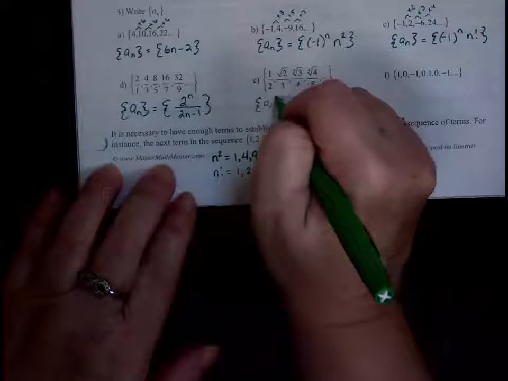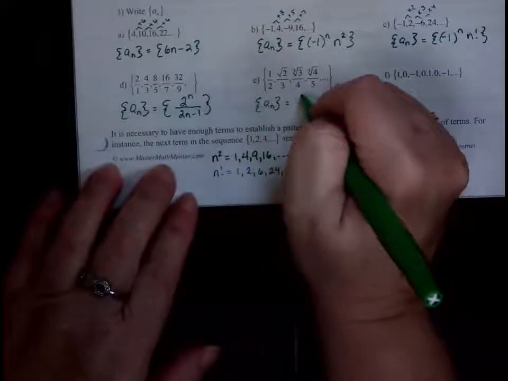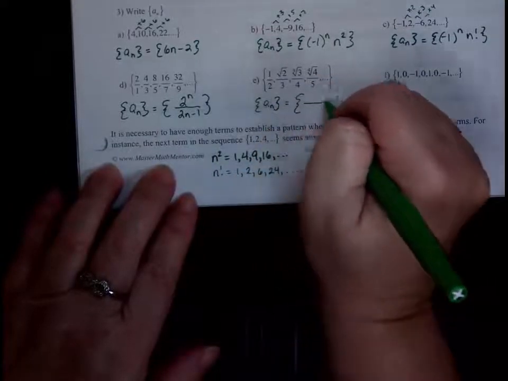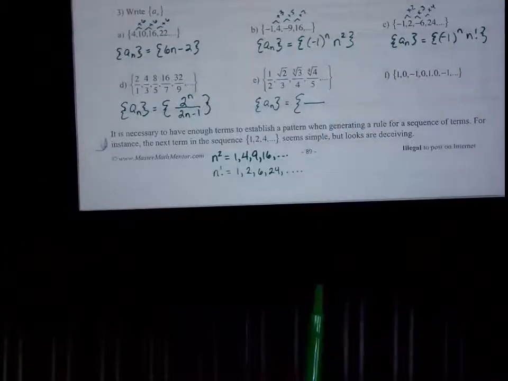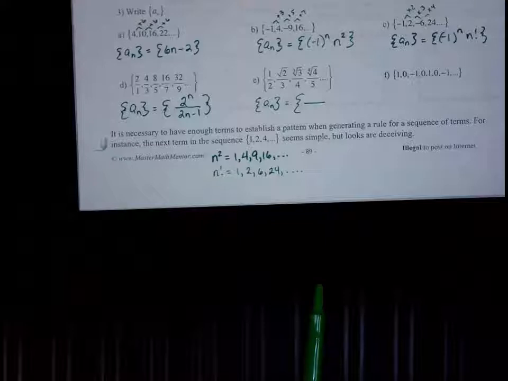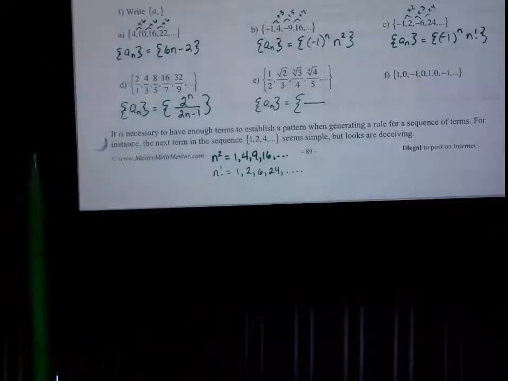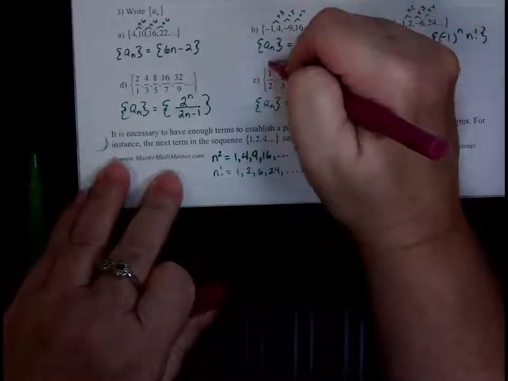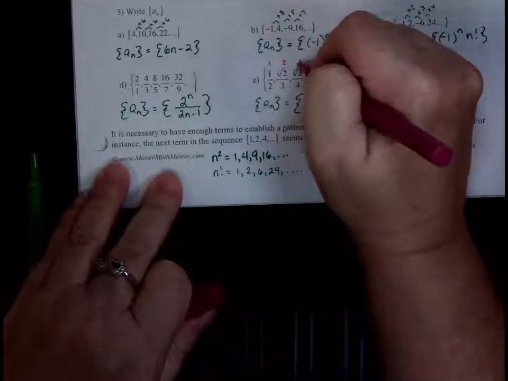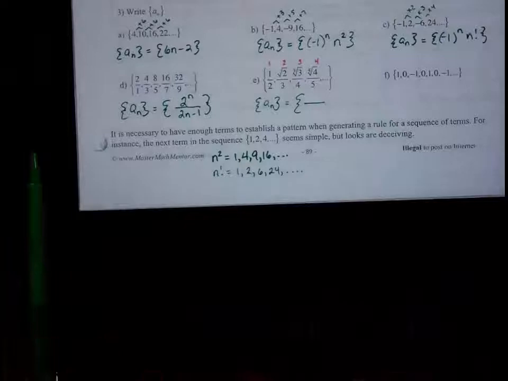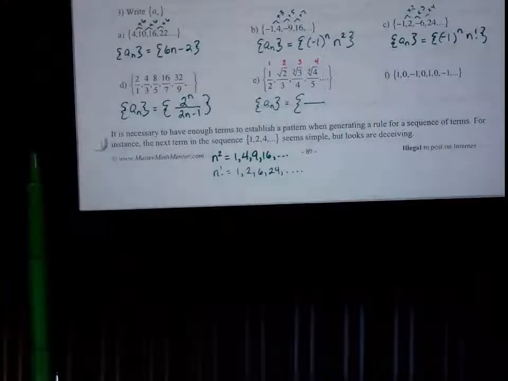All right, we're going to stop with letter E. After we do letter E, I mean. a_n equals braces, fraction bar. It may help sometimes, if it's kind of a weird looking one, to write the term number above the term. And realize that when you write the sequence, that number will become n.